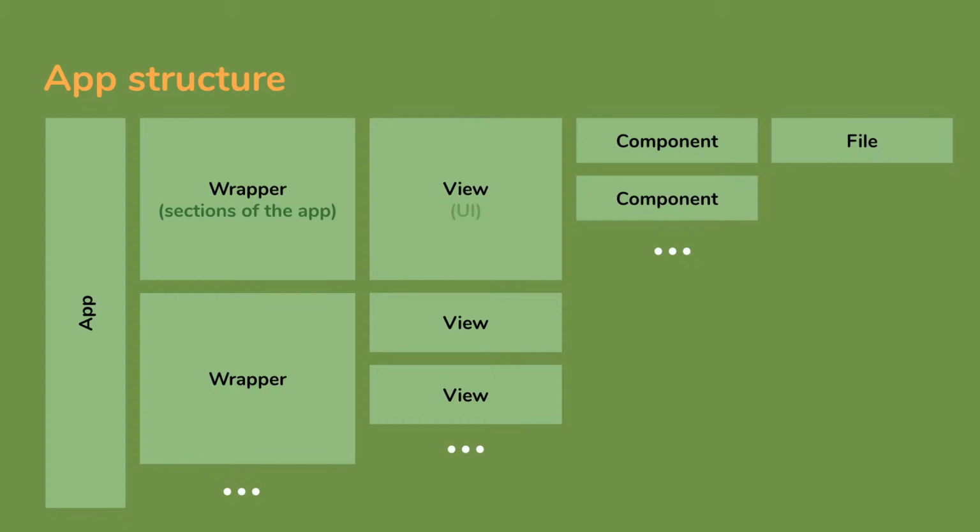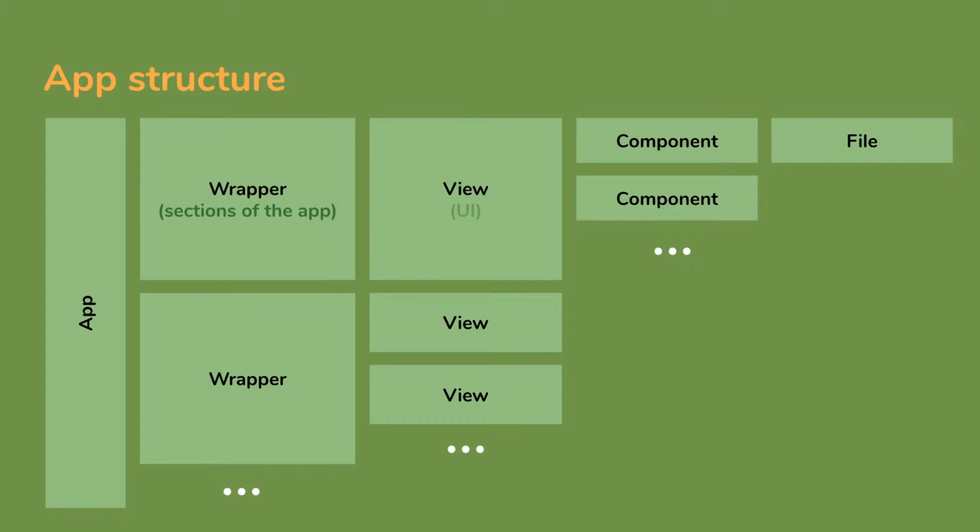If you look next to the right, you see the wrappers. This means that an app is made of wrappers. One app can have one wrapper or more than one wrapper. The wrappers are like the zones or the sections of your app.